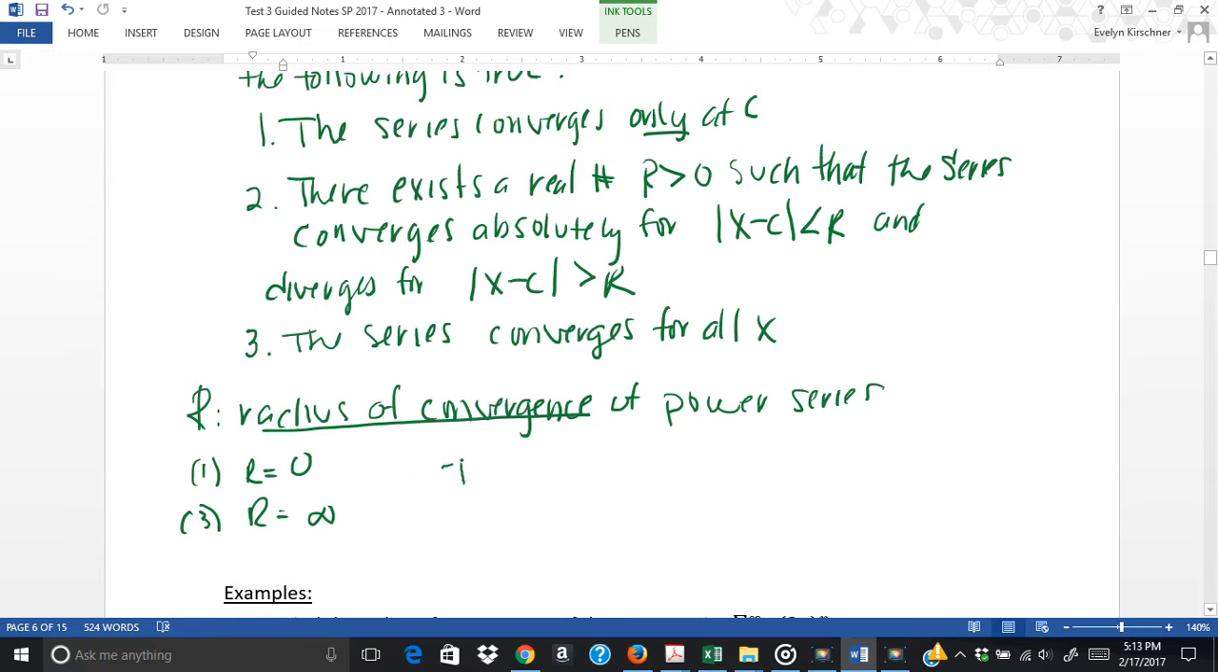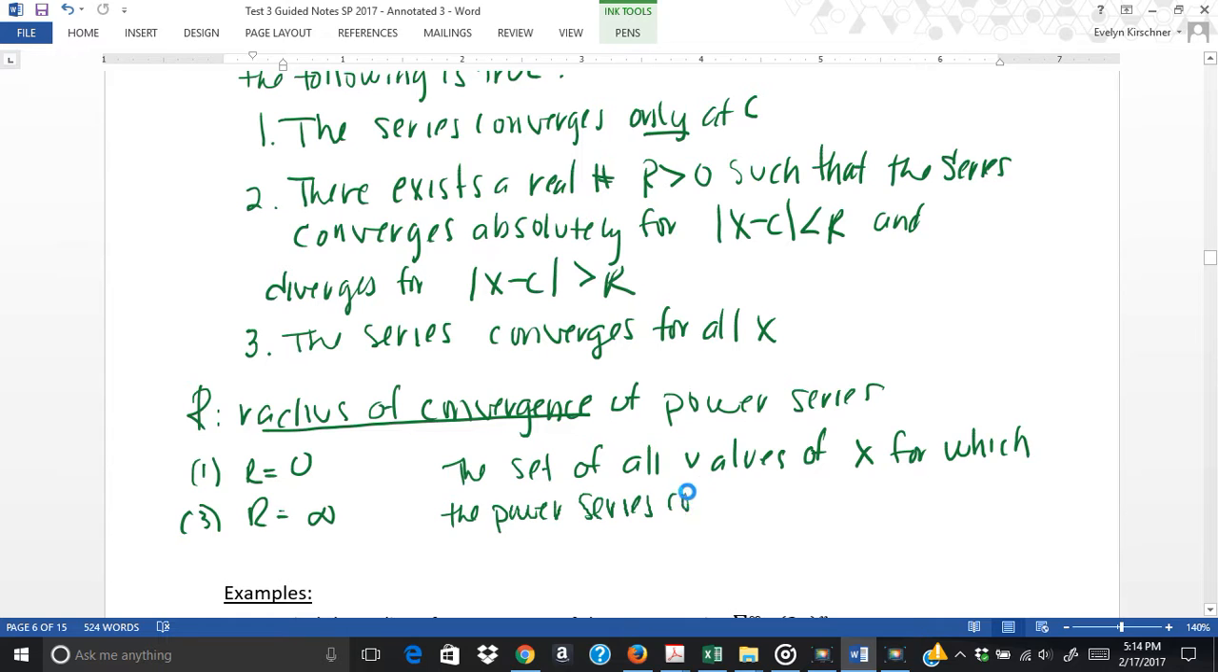And then the set of all values of x for which the power series converges, so the x within that radius, is called the interval of convergence for that power series. So I have an interval of convergence, so that's really everything, all the x's that fall when I'm in here with my radius.